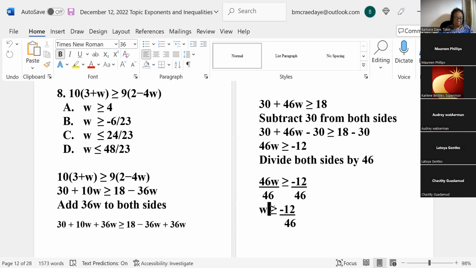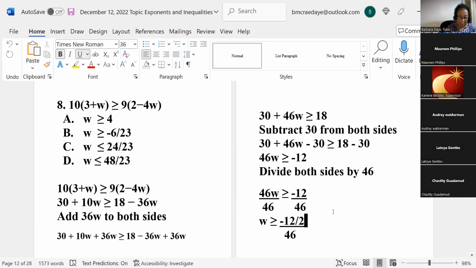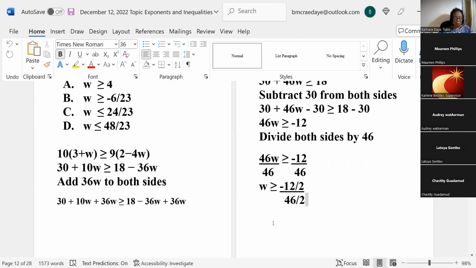B. That's right, B. Because remember, it's greater than or equal, so you can eliminate C and D. And it's a negative, so the only negative is minus 6 over 23. If you divide both top and bottom by 2, you get that answer. Divide both by 2. 12 over 2 is 6, and 46 over 2 is 23. So you'll get answer B.